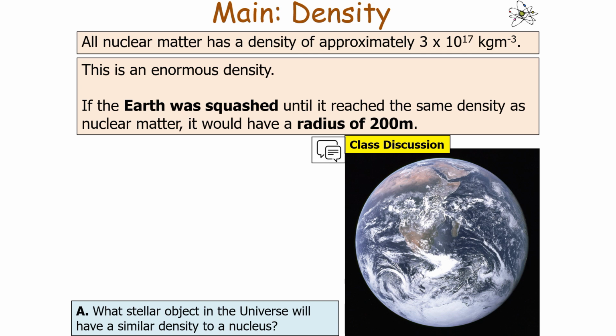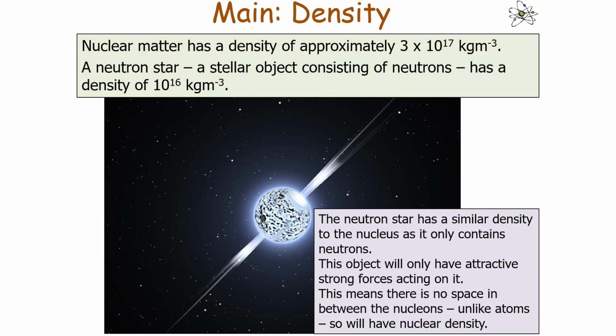But what stellar object in the universe has a similar density to a nucleus? Well, a neutron star has a very similar density to the nucleus as it only contains neutrons. So this object will only have the attractive strong forces acting on it. This means that there's no space in between the nucleons, unlike atoms, so they will have a nuclear density. Whilst nuclear matter has a density of approximately 3 times 10 to the 17 kilograms per meter cubed, a neutron star has a density on the order of 10 to the 16 kilograms per meter cubed.